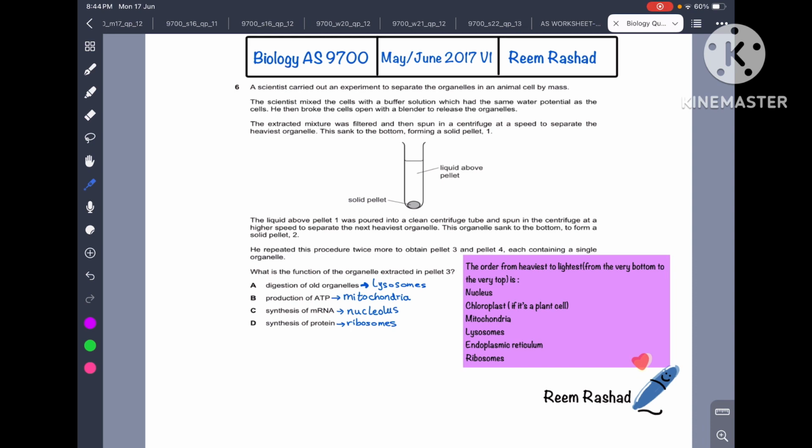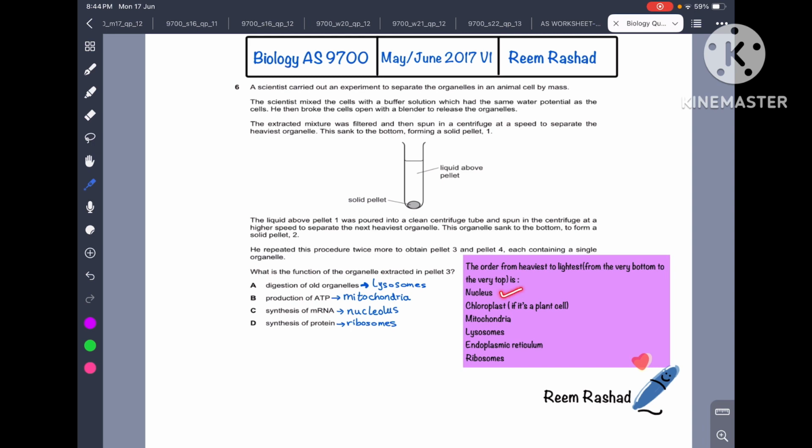So here he's taking the extracted mixture of organelles, putting it in a centrifuge and spinning it at a specific speed to separate the organelles according to their mass. The question says, what is the function of the organelle extracted in pellet 3? So to be able to answer this question, we first need to know the order of the organelles from the heaviest to the lightest. And this order is always the same.